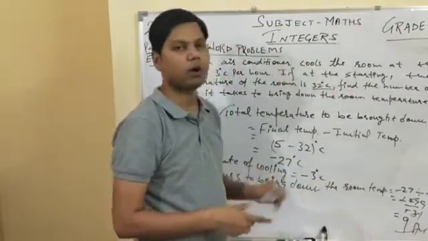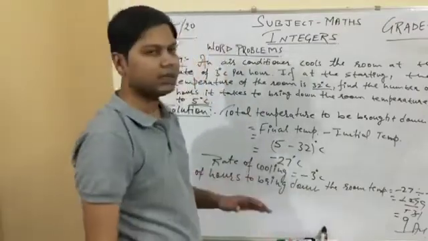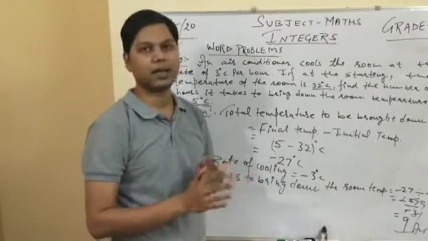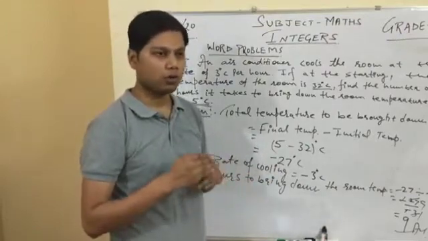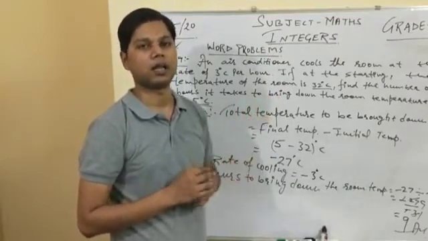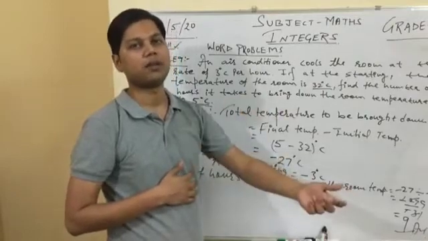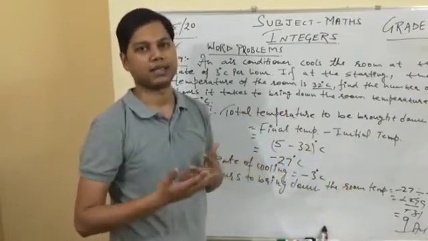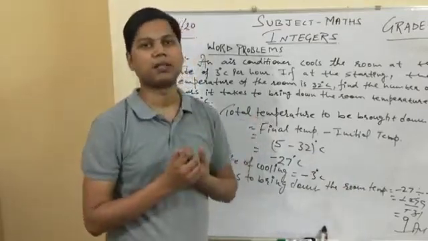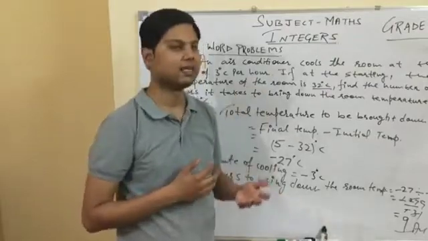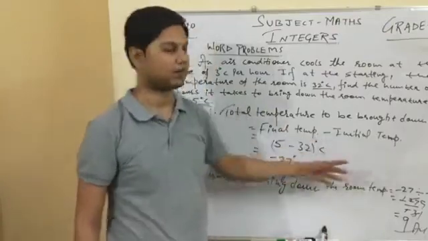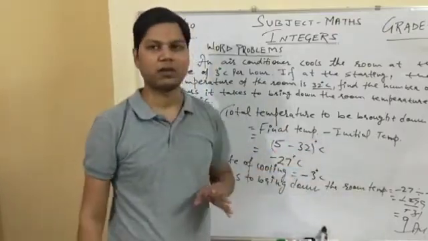Let's see what we have done in this question. Question ये था कि if an AC cools the room at the rate of 3 degrees Celsius per hour, so if the initial room temperature is 32 degrees Celsius and we have to bring down it to 5 degrees Celsius, then how many hours it takes? तो हमने क्या करा? We have to find how much temperature we have to decrease. तो हमने final temperature minus initial temperature, we take the difference. When we take the difference, we get minus 27 degrees Celsius.